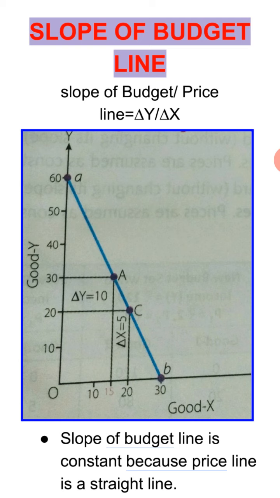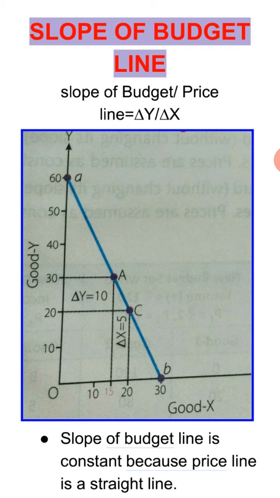Previously, we finished the discussion of budget line. What is a budget line? It is a line showing the different possible combinations of two goods which a consumer can purchase with given income and prices of the commodities. Now, the topic is the slope of budget line.